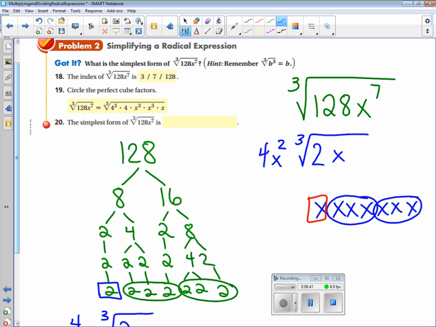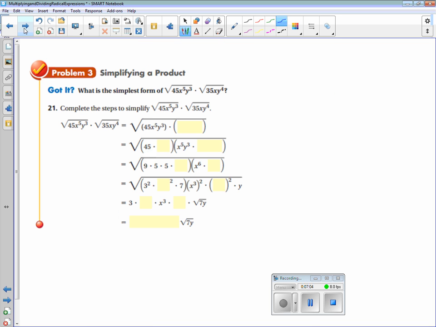Okay? The numbers just get bigger, and the groups just get bigger. We just have to look at our index to know how many groups we're bringing out. I don't see any cubed anything. The 3 is the index. That just helps me remember to look for groups of 3. Okay? All right. This one's the harder one.